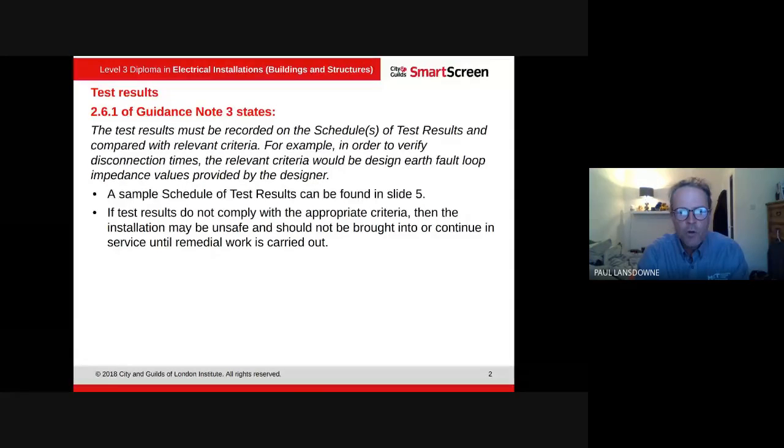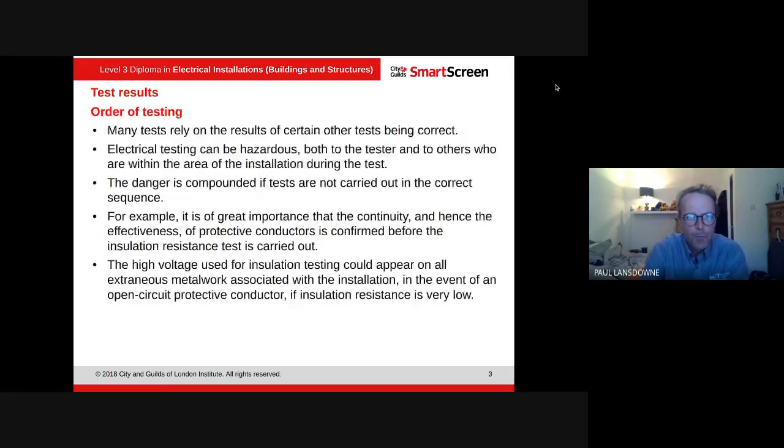So there's a sample of a schedule of test results on the last slide. If the test results do not comply with the appropriate criteria, then the installation may be unsafe and should not be brought into or continued in service until remedial work is carried out, so until it's repaired.